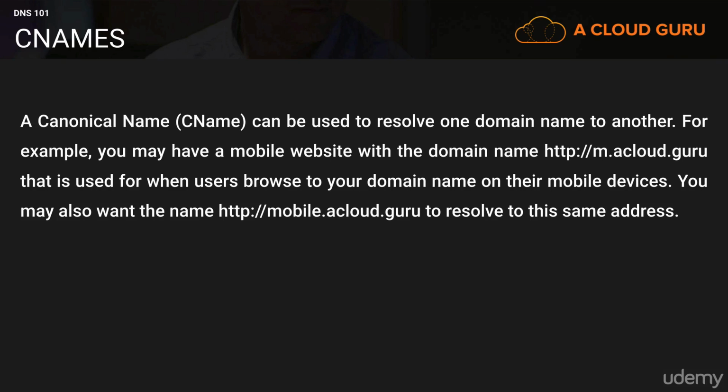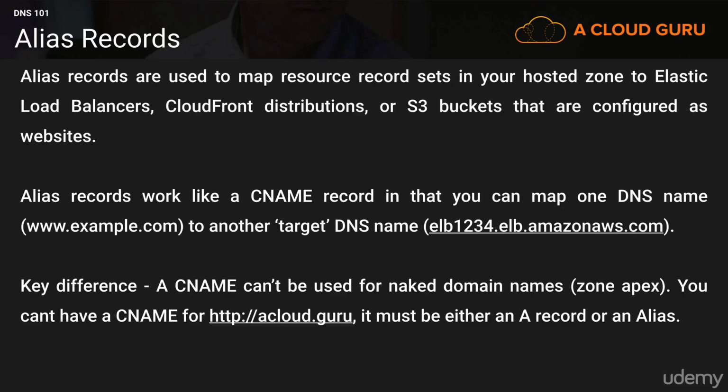You could have www.mywebsite.com and you could have that resolve to a completely different domain name. It could resolve to www.acloud.guru. Okay, so let's move on to alias records. Now, an alias record is a record that Amazon have created, and you basically only use the terminology alias records when you're working with AWS and with Route 53.